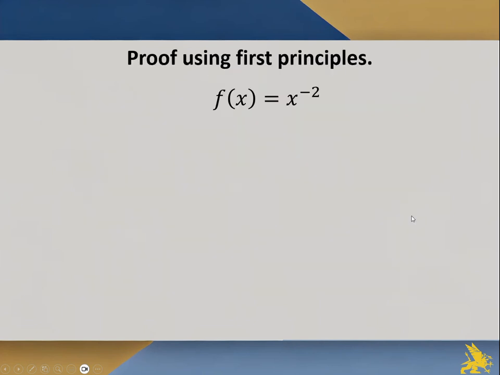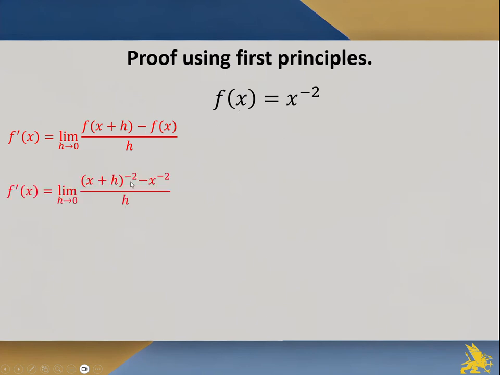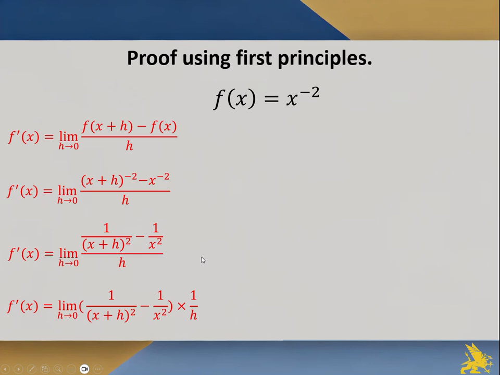Let's look at the proof using first principles. I'm just going to plug in x plus h into this equation, and then I'll be taking away that function. To make it easier, I'm just going to get it to be a positive power, so it will be 1 over x plus h squared and 1 over x squared. Now, it looks a bit confusing at the moment with this divide by h sign, so I'm going to change it. Divide by h is the same as timesing by 1 over h.